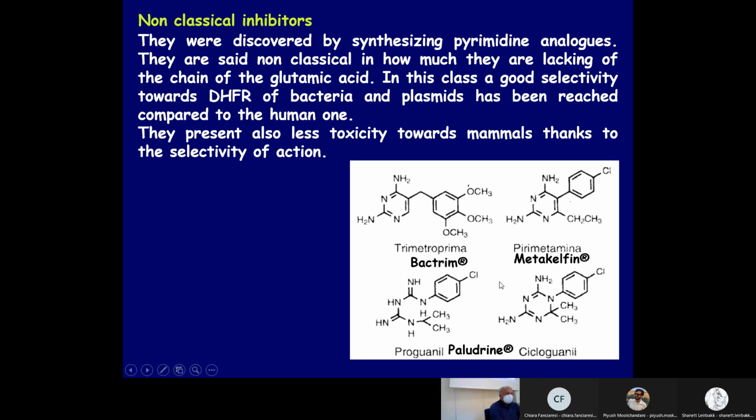All these compounds are less toxic against mammalian cells in comparison with the methotrexate. But also they are less potent against bacteria and against Plasmodium and other microorganisms.